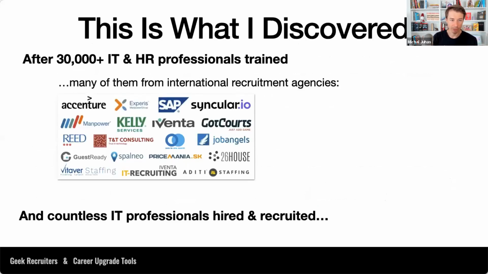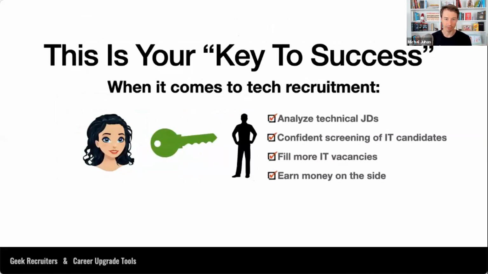What I discovered after I worked with over 30,000 IT and HR professionals through the online courses, many of them coming from international recruitment agencies, and also countless IT professionals whom I hired and recruited, is that the key to success when it comes to tech recruitment is in analyzing the technical JDs. I've seen lots of recruiters waste days or weeks looking for IT professionals who are not there, like a Drupal DevOps expert, just because they were not able to analyze the JD.